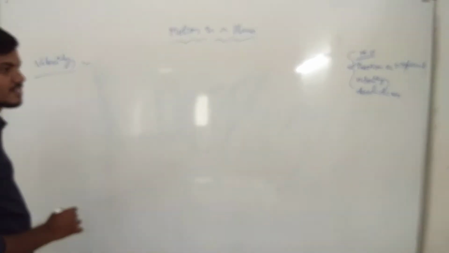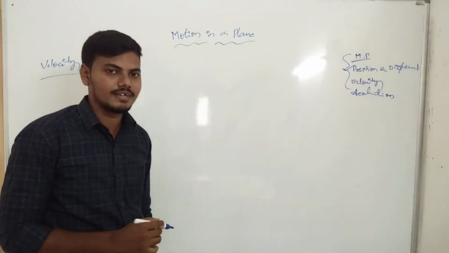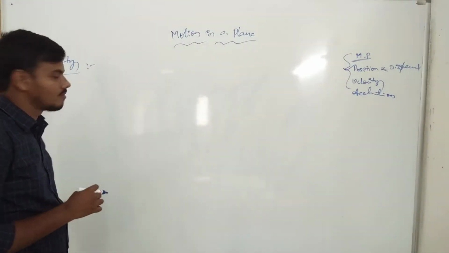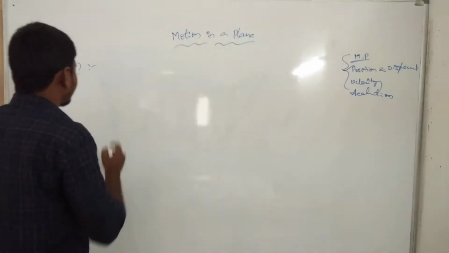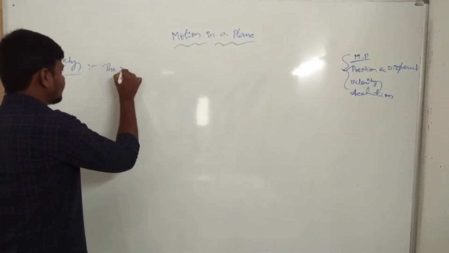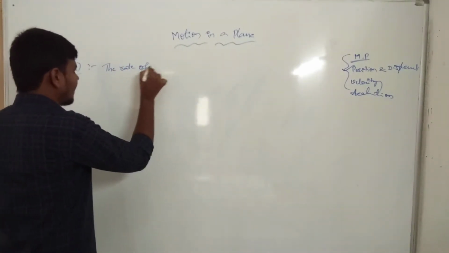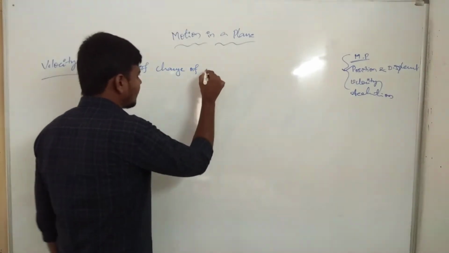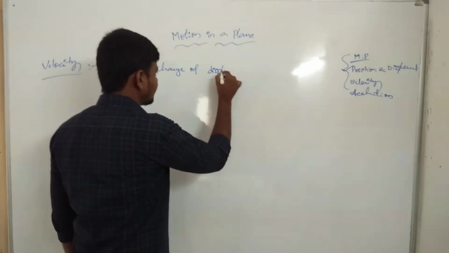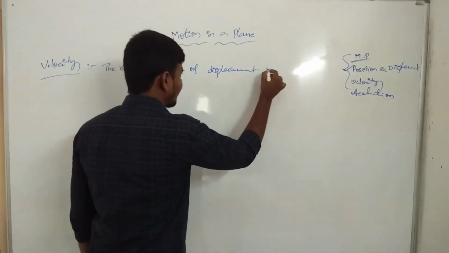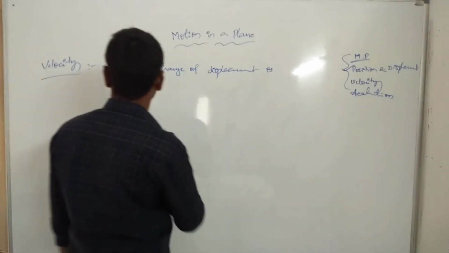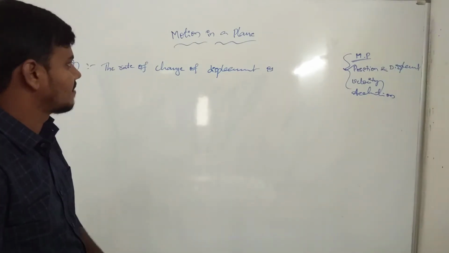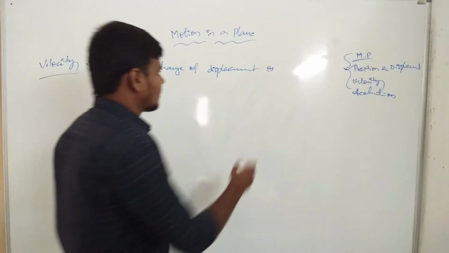Now what is the definition of velocity? Previously we already learned that in our chapter motion in a straight line also. Velocity is the rate of change of displacement. The rate of change of displacement is known as velocity.